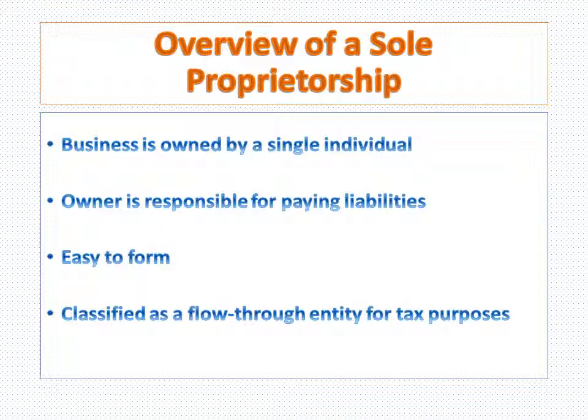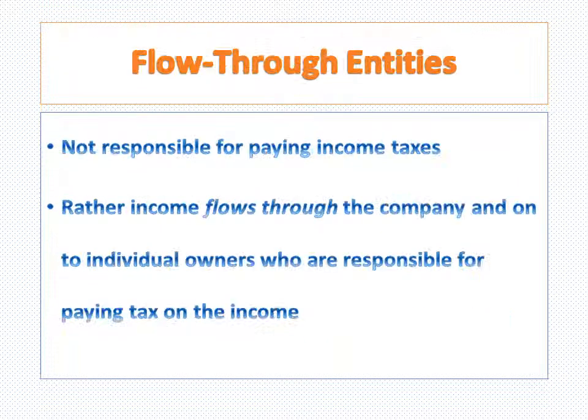Sole proprietorships are also classified as flow-through entities for tax purposes. Now, you might be wondering what a flow-through entity is. As a flow-through entity, your business is not responsible for paying taxes on income. Rather, the income flows through the business and onto the individual owner, who is then responsible for paying the tax on said income. The same cannot be said for corporations like Procter & Gamble, General Motors, who pay taxes on income at the entity level, but we'll get to that later.